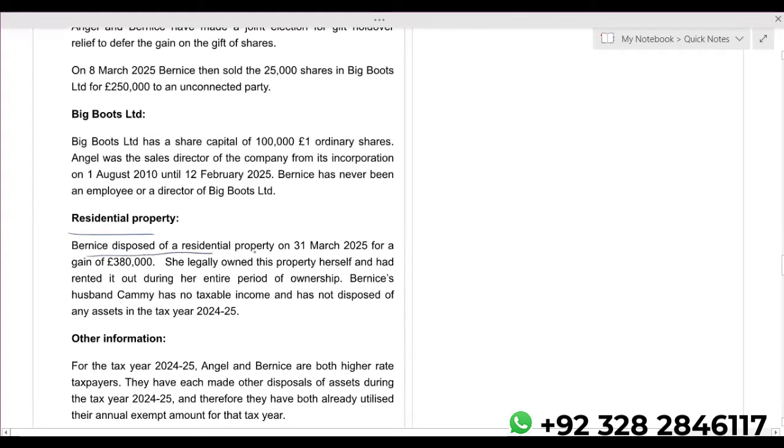Bernice disposed of a residential property on 31st March 25, which falls in the tax year 24-25, for a capital gain of 380. She legally owned this property herself and rented it out during her entire period of ownership. Bernice's husband, Kame, has no taxable income and has not disposed of any asset during the tax year 24-25.